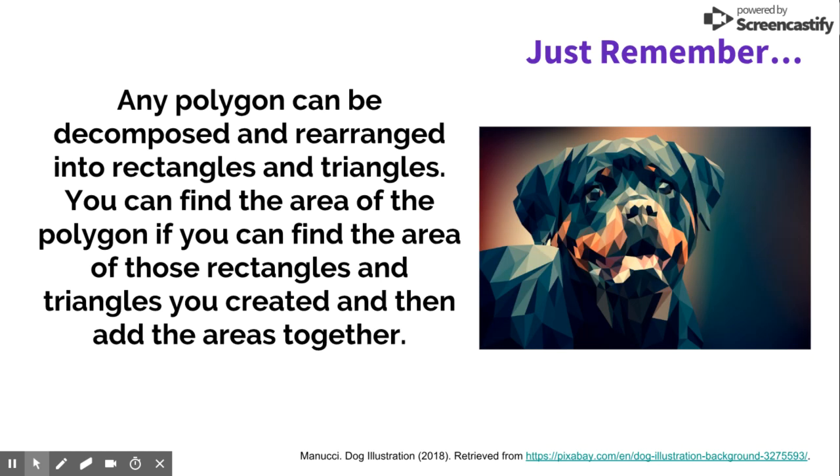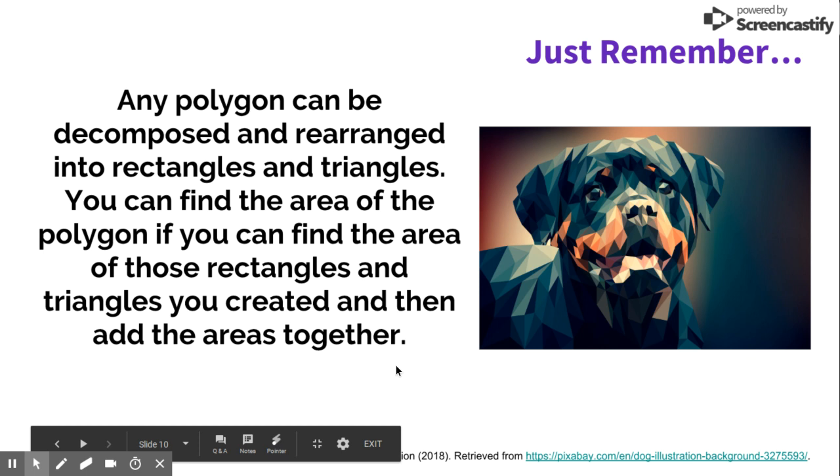So basically, in summarization, any polygon can be decomposed and rearranged into rectangles and triangles. Cut them up, move them around, make shapes that you know. You can find the area of this polygon if you find the area of those pieces, those rectangles and the triangles you create, and then add them together. So just remember, decompose, rearrange into shapes that you know.